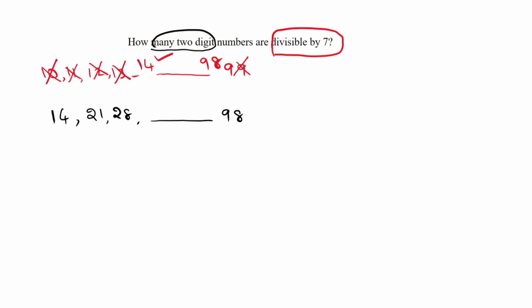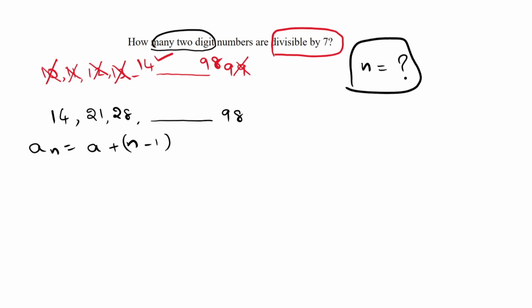So in the AP formula, we need to find the n value. How many terms means we need to find the n value. So the nth term formula is an equals a plus n minus 1 into d. Here an means the last term. So the last term is 98, right? So in the place of an, replace 98 equals a, the first term, that is 14, plus n minus 1, n we need to find, into d, the common difference, and we are discussing divisible by 7. So obviously d is 7 only.